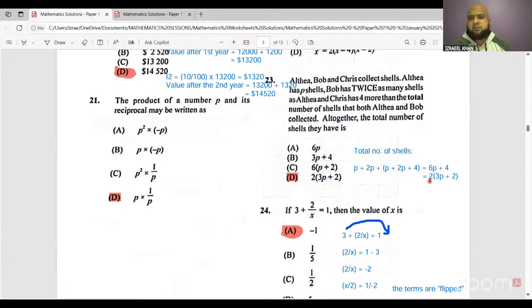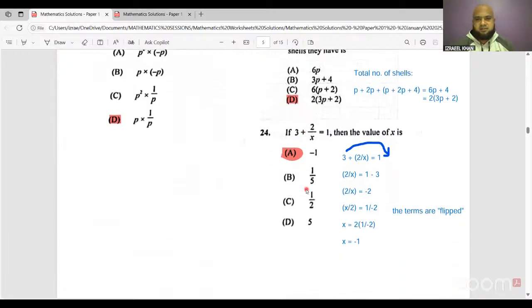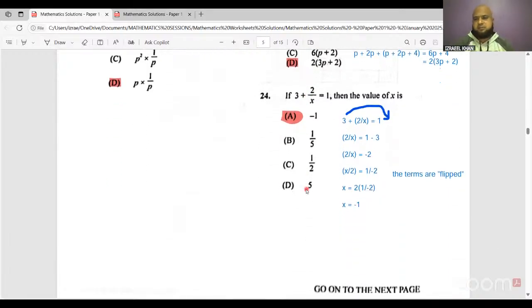So if I pull out the 2 again, 2 into 6 is 3. With the P, that's 3P plus. If I pull out 2 here, what's 2 into 4? 2, right? So immediately you can see the answer is D as in door. 24. 3 add 2 on x equal 1. The value of x is.